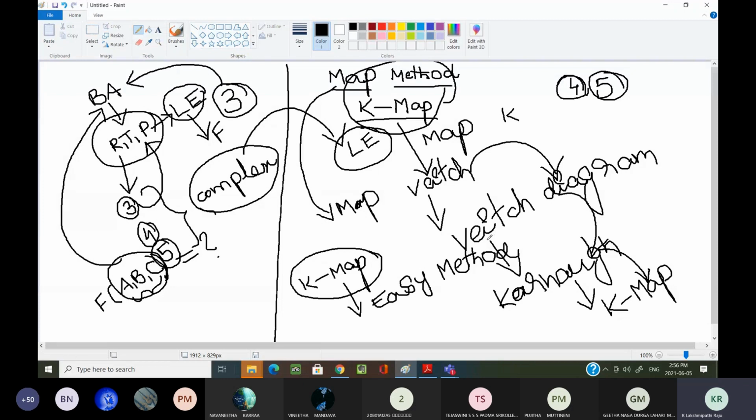No need to remember any postulates or theorems. Now, what is happening? How are we simplifying in the map method? You can clearly see through these diagrams or through these maps how we are simplifying, and how you can simplify the logical expression to its minimized expression or its minimum form.